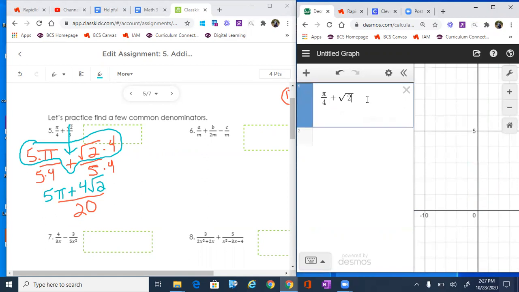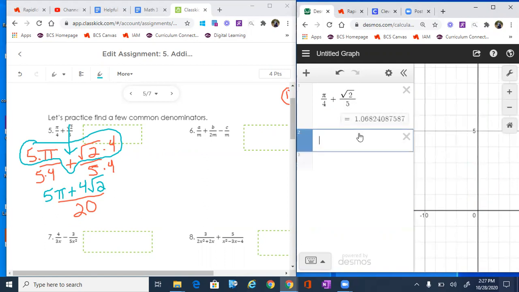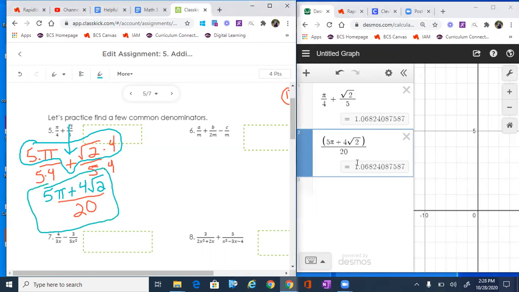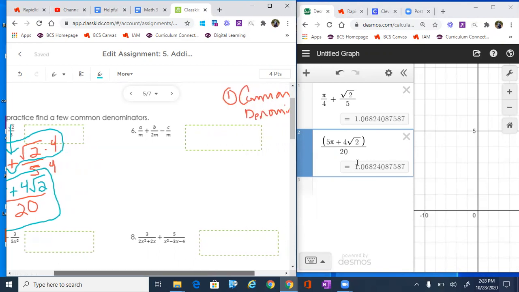Okay, so there is our original question, and then I'm going to take and put in my answer. So 5 pi plus 4 times the square root of 2, all divided by 20. And if I get the same answer, we are in good shape. And we do. There's not really much I can do with this one because we've got pi's and we have irrational values that are going into this. So let's go off to the next one.